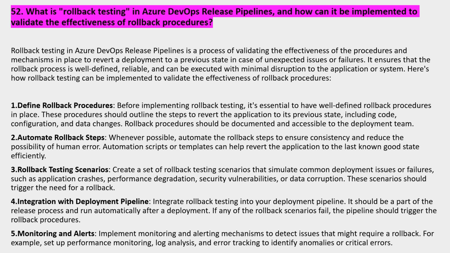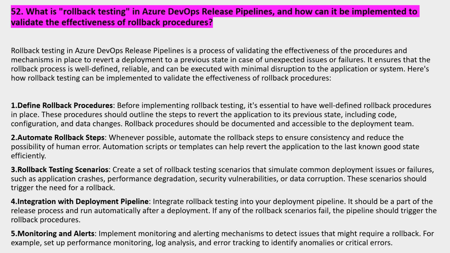Rollback testing scenarios. Create a set of rollback testing scenarios that simulate common deployment issues or failures, such as application crashes, performance degradation, security vulnerabilities, or data corruption. These scenarios should trigger the need for a rollback. Integration with deployment pipeline.